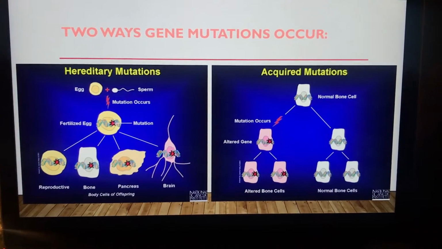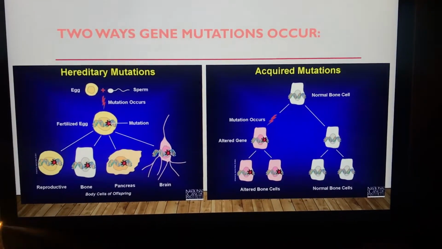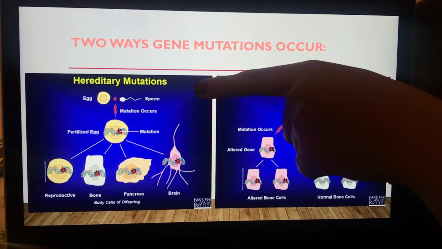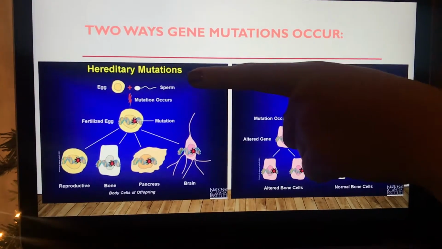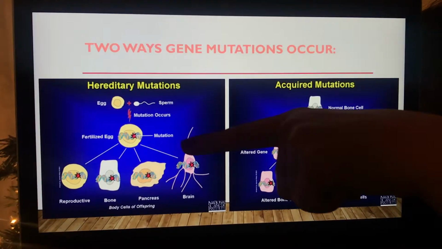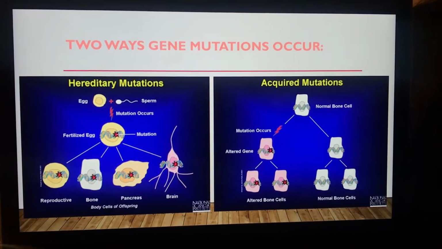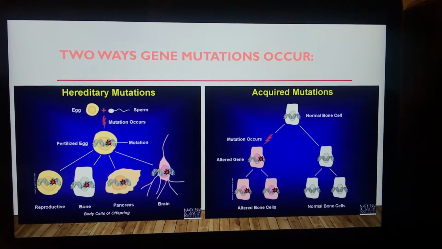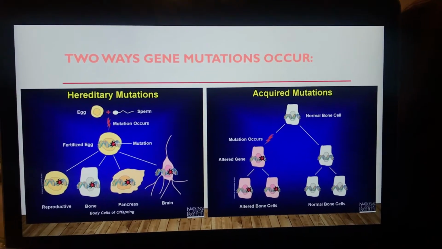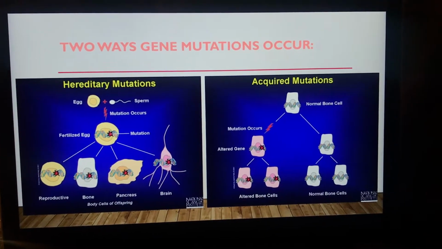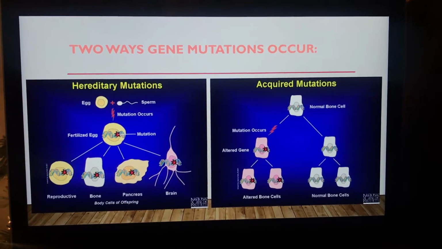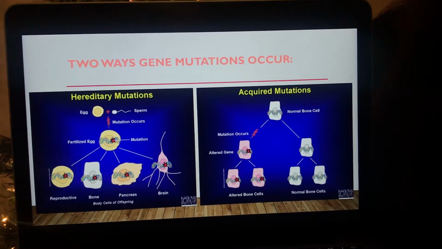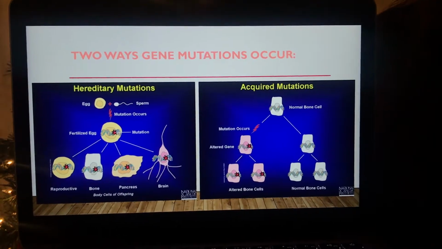Two of the ways that gene mutations can occur are being inherited from a parent or acquired throughout a person's life. So basically, a hereditary mutation, as you can see here, is when an egg and a sperm come together and the sperm fertilizes the egg, and a mutation occurs at some point when the DNA is being formed, and that's when the DNA sequence changes and it causes virtually all of the cells to inherit this mutation and causes things like Down syndrome, Turner syndrome, or other types of syndromes that are throughout a person's life.